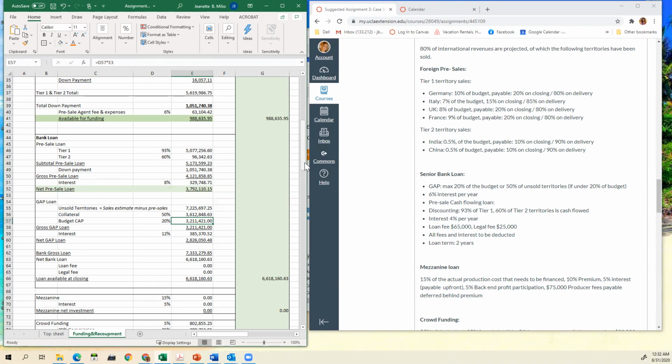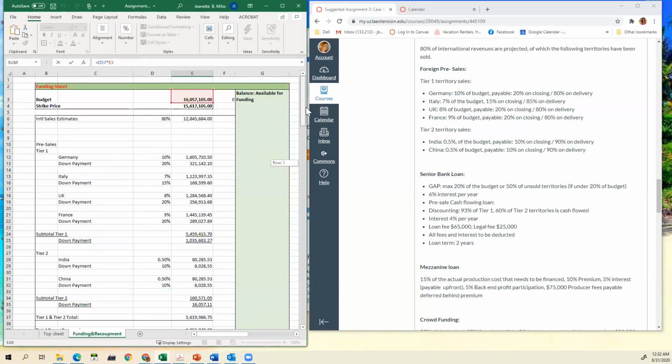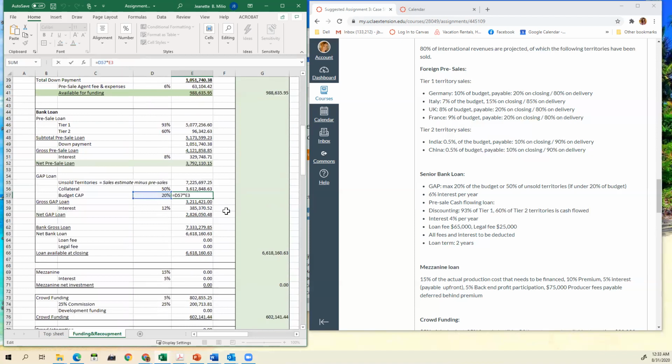So in this case, our 20% cap is lower than our collateral, so we have to apply that here. We will not be getting the full 3,612,848. Instead, we're only getting the 20% gap cap amount of 3,211,421, and that is 20% of our budget. So this is why we are using this as our number for our gross gap loan.